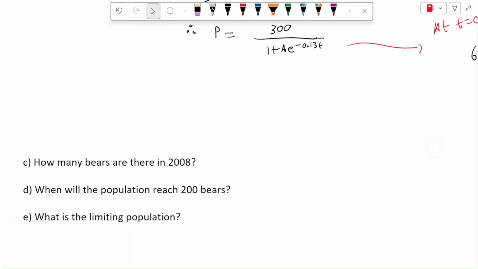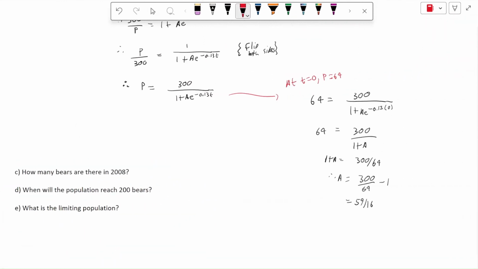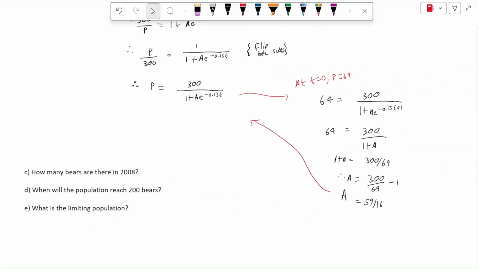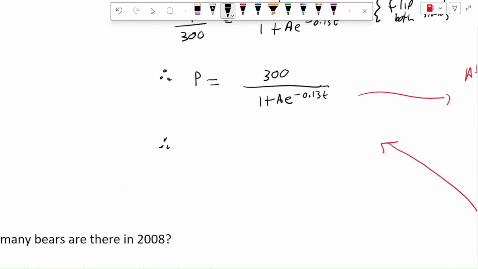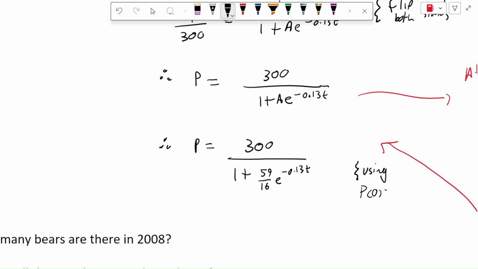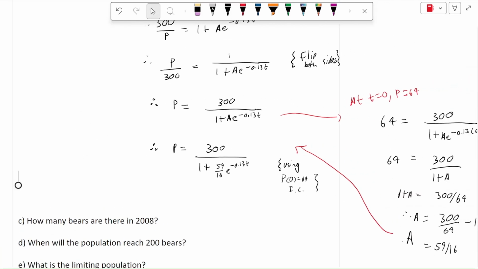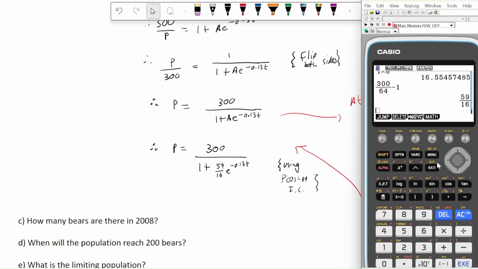Okay, so if we put that into the equation, see what we get. So using p of 0 is 64. Initial conditions. Cool. All right. Well, that's great. Now let's graph it and have a look. Get rid of all these old graphs.